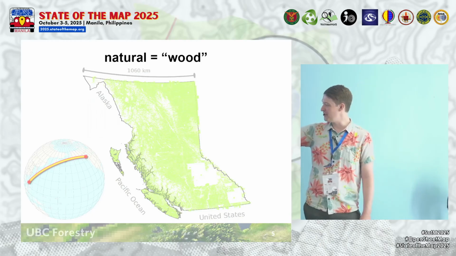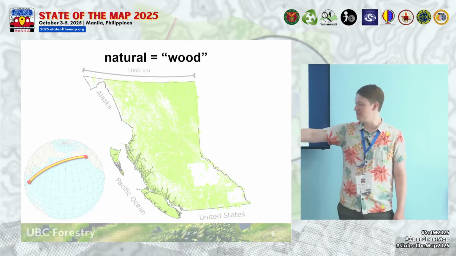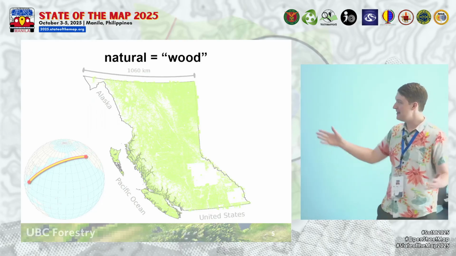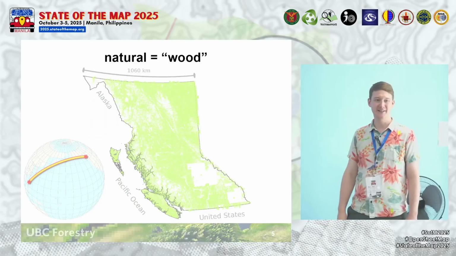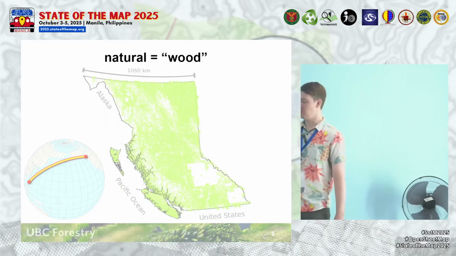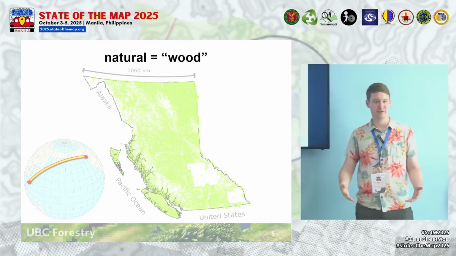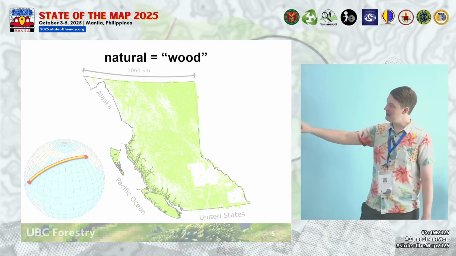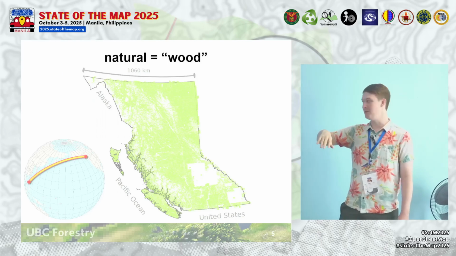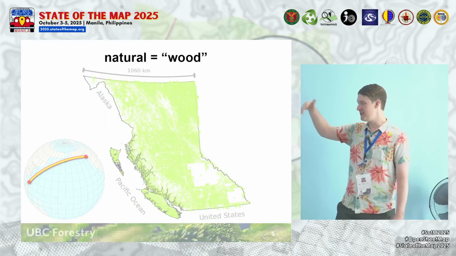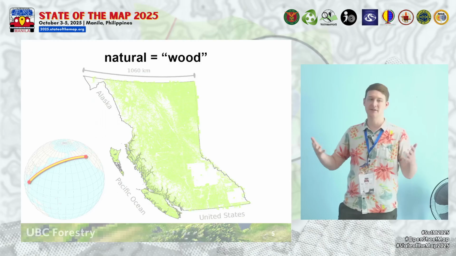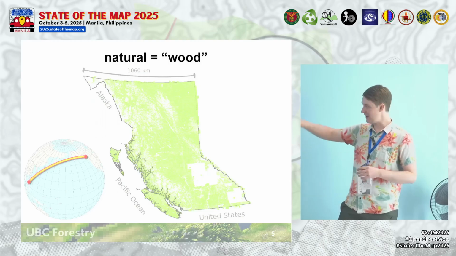So low population density, and probably nearly most of those people live down in Vancouver, which is where UBC is. This is the natural tag with the value of wood that I was showing earlier. And yeah, you can see our province is very forested. So there's a lot of forests here. And this is maybe a bit misleading because they're not all the same forests. We have temperate rainforests, we have boreal forests, we have interior forests that are drier, deserts, all kinds of different ecosystems across this vast territory.